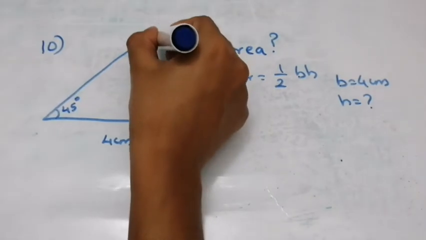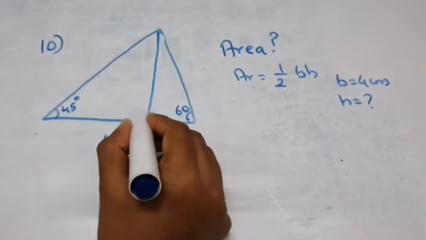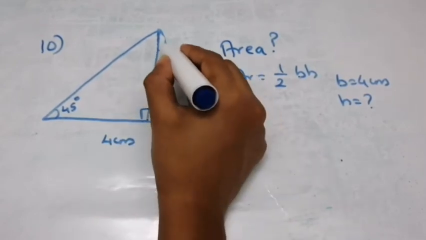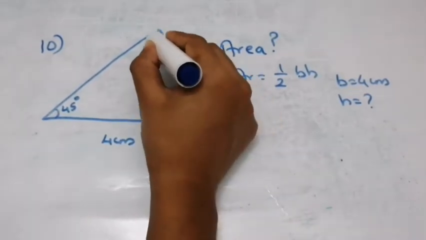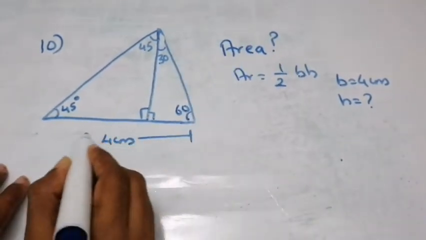So first of all I am drawing a perpendicular line like this, 90 degree, here also 90 degree. Then how much is here? 30 and here it will be 45. And this 4 centimeter is for the complete figure.